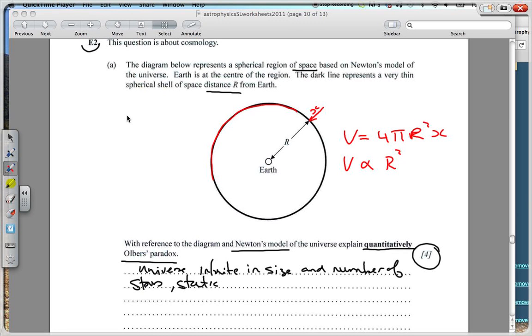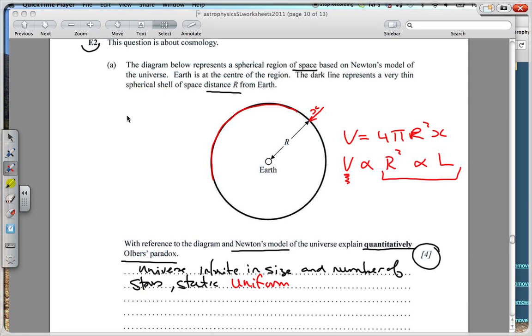Because there's an infinite number of stars and they are evenly spaced, it's uniform. This is important to add in. There would be stars scattered about uniformly in this region. Therefore, the greater the volume, the greater the number of stars, and therefore the greater the luminosity. So the luminosity is actually proportional to r squared.